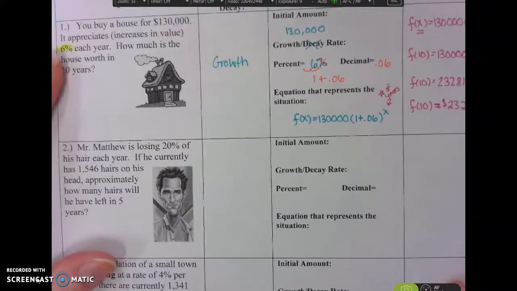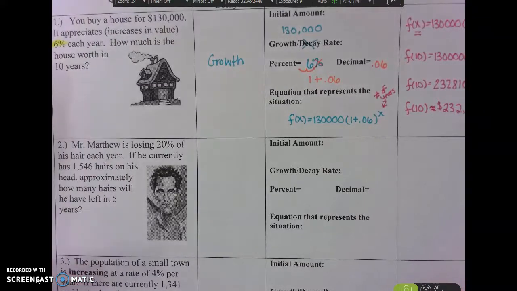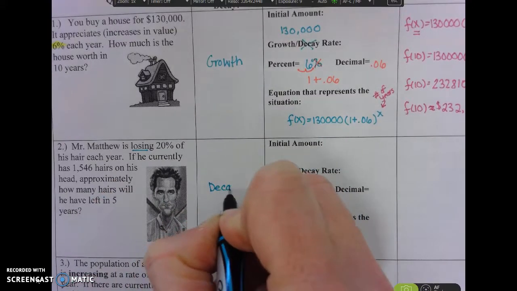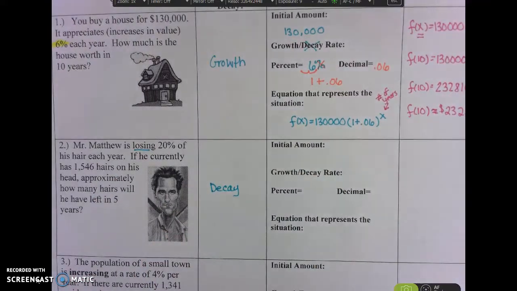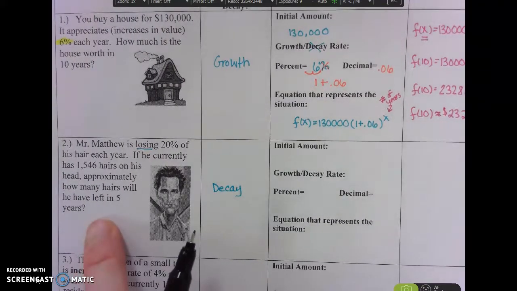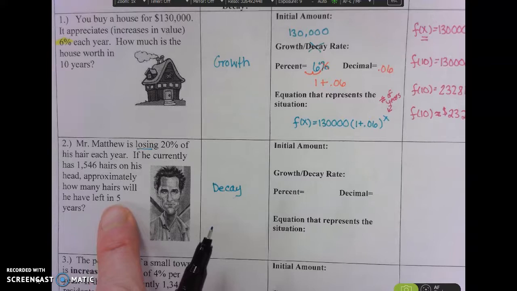All right, number 2, poor Mr. McConaughey. He's losing 20% of his hair each year. Losing indicates that this is definitely going to be a decay problem. If he currently has 1,546 hairs on his head, approximately how many hairs will be left after 5 years?